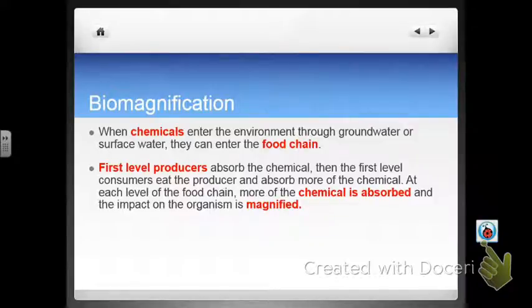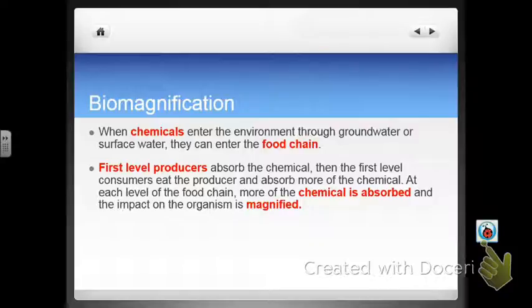The first level producers, or the plants, are going to absorb the chemical. The small consumers are going to eat those plants. They're going to absorb the chemicals. They're going to have to eat a lot of plants to get their nutritional needs, and that chemical cannot be digested, so it will absorb and stay in their tissue. Then a larger second level consumer will eat the first level consumer. Again, it's going to take more food to feed it, and again, they can't digest the chemicals. They'll stay in their tissue.